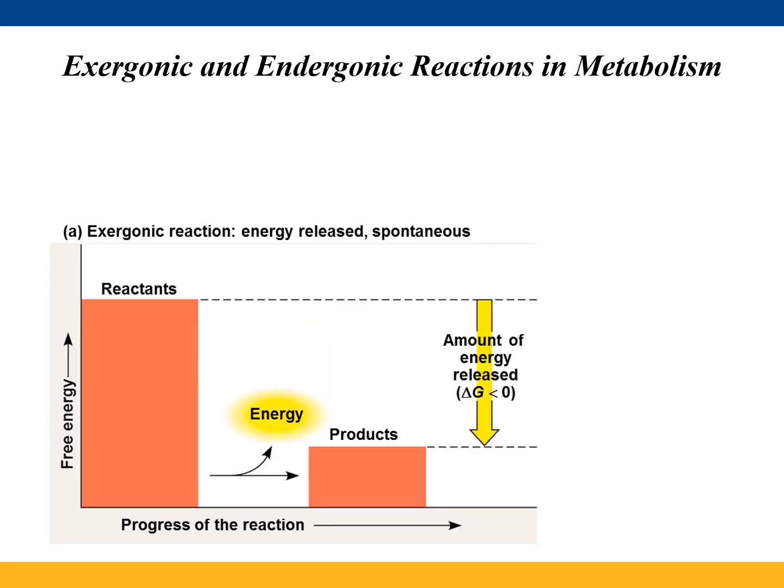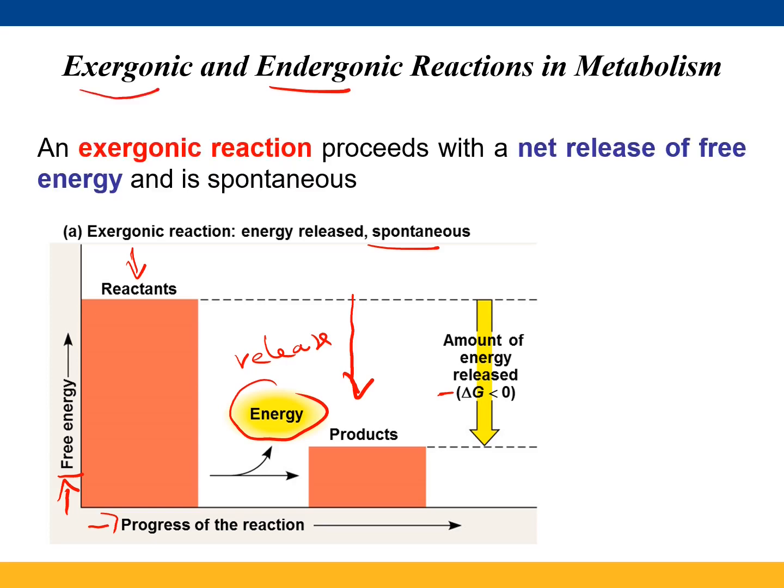In an exergonic reaction, and here you have again the free energy in this axis, as you can see here, and here you can see the progress of the reaction. Here you have the reactants, and if you see there is a reduction here, so you are releasing energy, and this is spontaneous, and as a result the delta here is negative. So while the endergonic reactions require energy, this one will release energy. So remember, an exergonic reaction proceeds with a net release of free energy and is spontaneous.